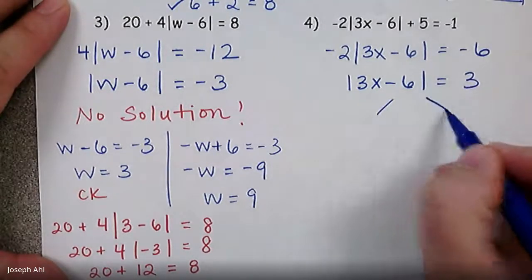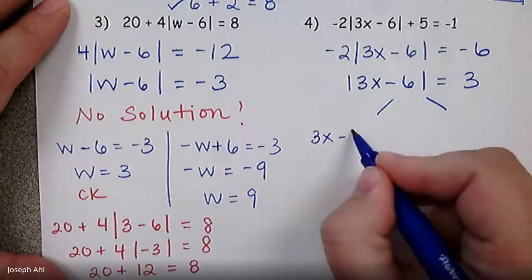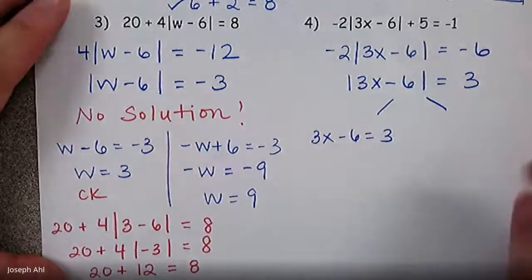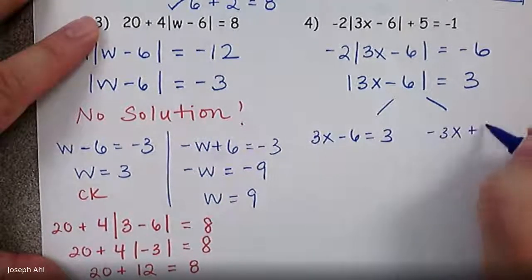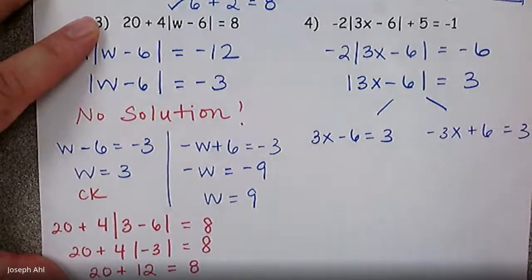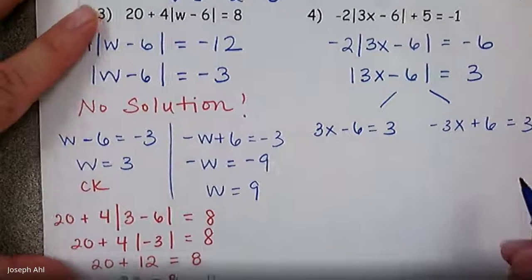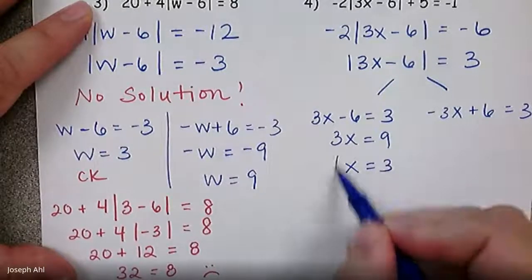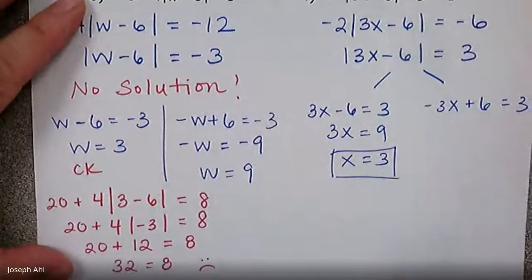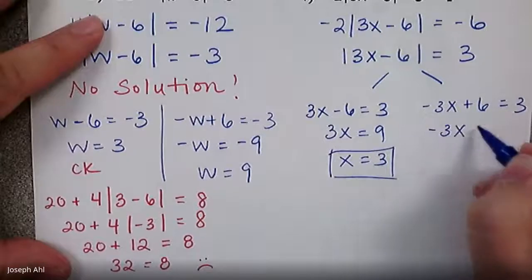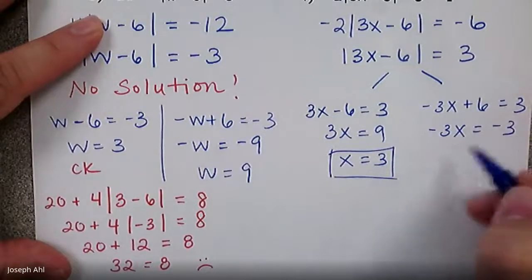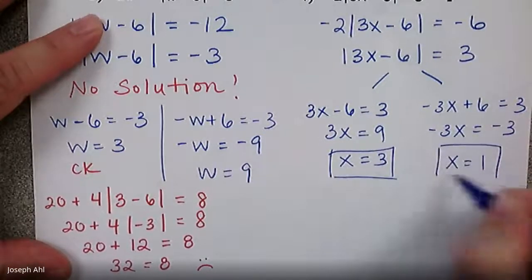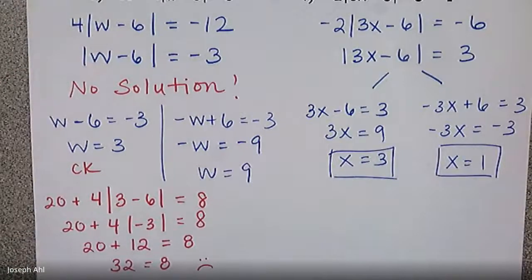So now we can split it up into 2 equations. We get 3x minus 6 equals 3. We get negative 3x plus 6 equals 3. Negate the whole expression in there. And then continue to solve. Here, 3x equals 9. So x equals 3 should be one solution. I'll let you do the check. Negative 3x over here is going to equal negative 3. So x will also equal positive 1. And those would be the two solutions to that equation.